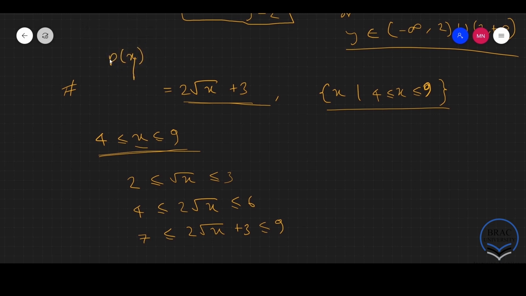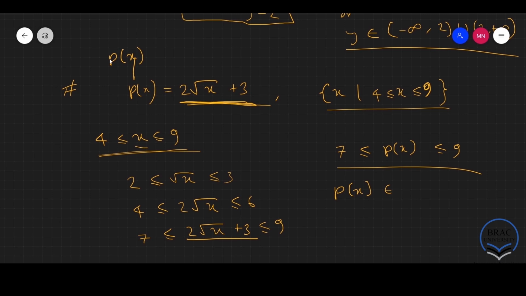Alright, so we can see that this middle portion is now the exact same as the function itself. So we can say that 7 is less than or equal to p of x, which is less than or equal to 9. So this is our range. p of x ranges from 7 to 9. So we can say that p of x belongs to the interval 7 all the way to 9. And once again, we use the square brackets because 7 and 9 are part of the range.